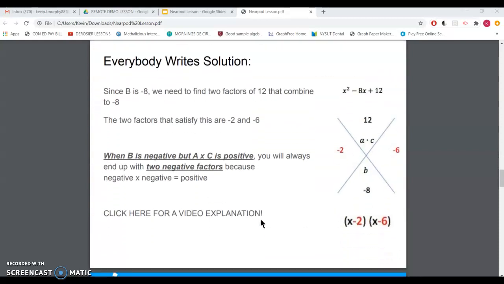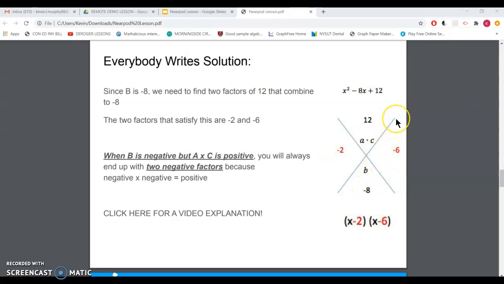We have the solution here. And so instead of positive 8x, we have minus 8x. We're going to be trying to explain how the factoring will differ. And so since b is negative 8, we're going to have to find two factors of 12 that combine to negative 8. And those factors are negative 2 and negative 6.